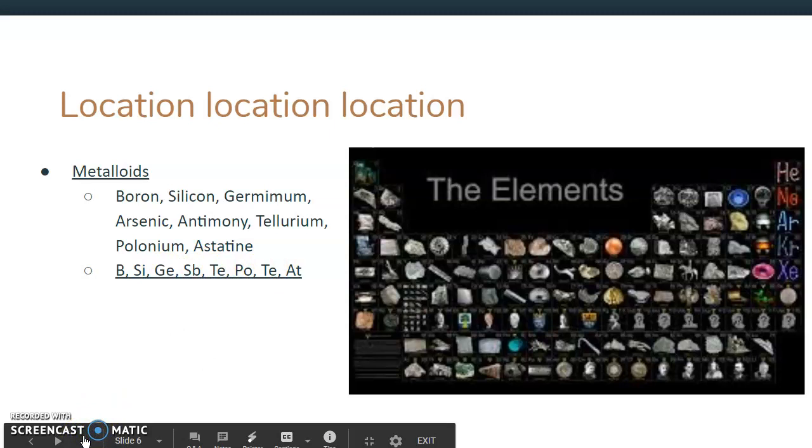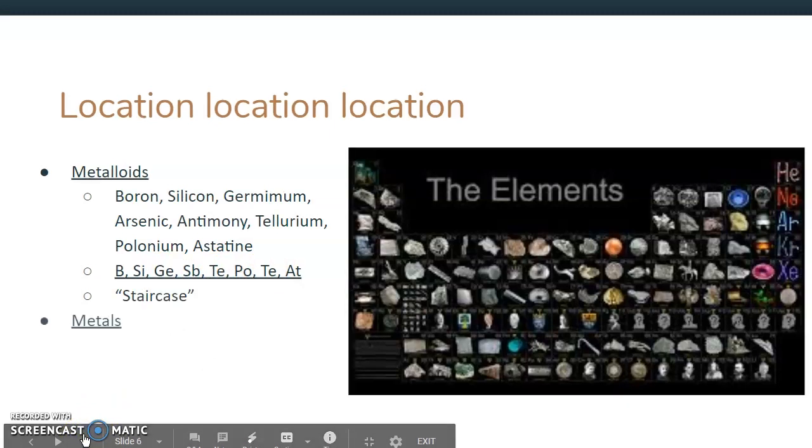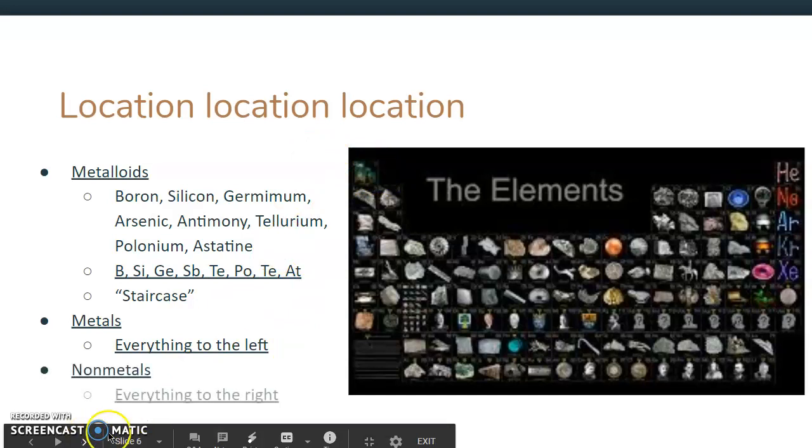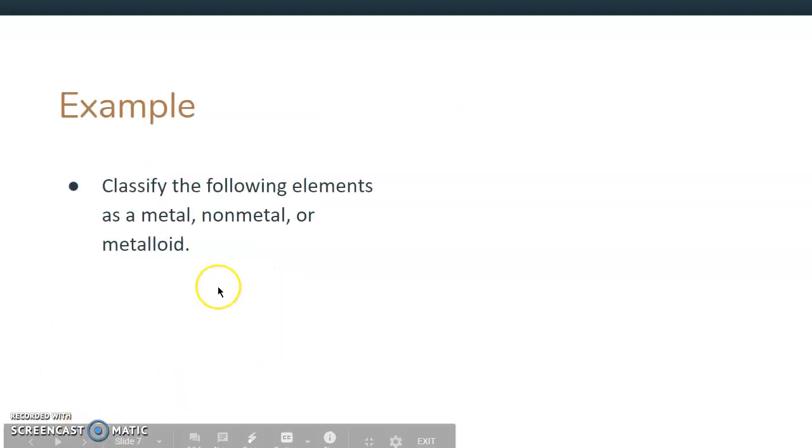They're in our staircase. The metals are everything to the left of the staircase except for hydrogen. We have hydrogen at our top left. That's our unique one. And then our nonmetals, which is everything to the right of the staircase in that upper right corner. So what we're going to go through is trying to classify the elements as a metal, nonmetal, or metalloid.